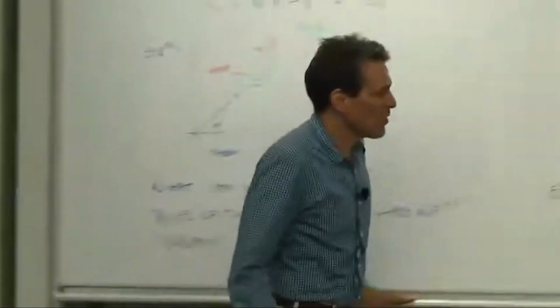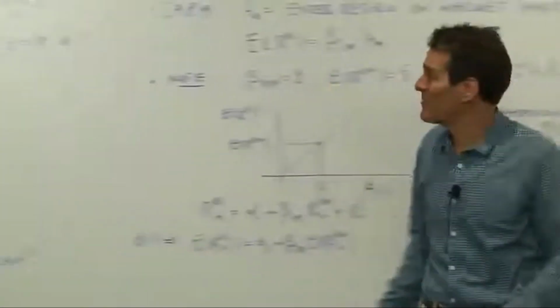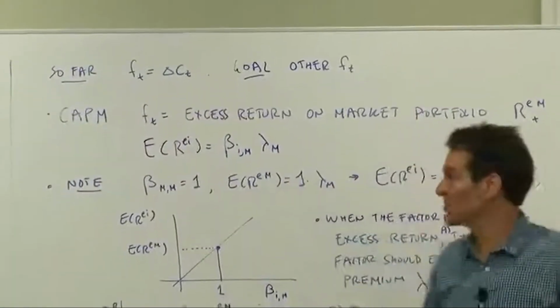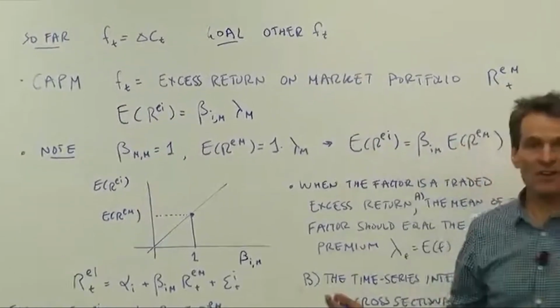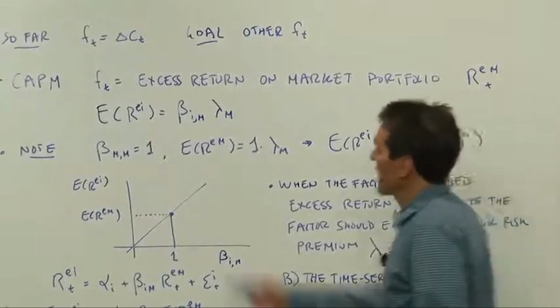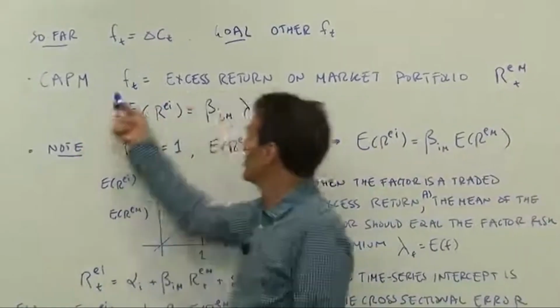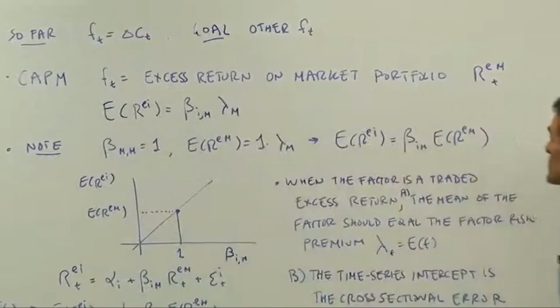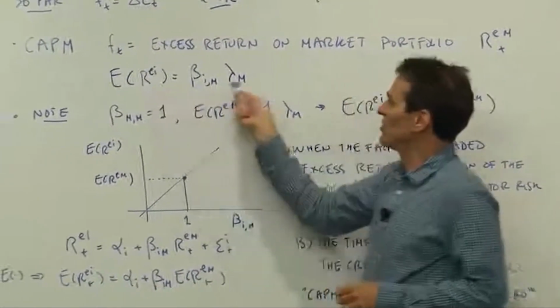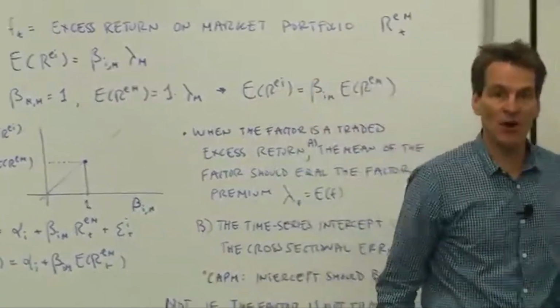So far, we've got one factor model in mind. It's worth keeping it in mind. The consumption-based model, where the factor is consumption growth. Our goal is to put in other factors, the factors that are used most commonly in practice. So the capital asset pricing model uses as a factor the excess return on the market portfolio. So its statement is expected excess returns are linear in betas on the market portfolio.